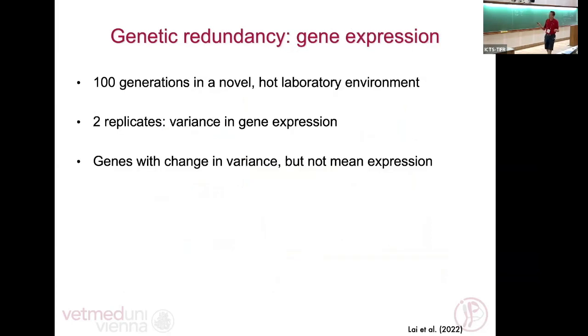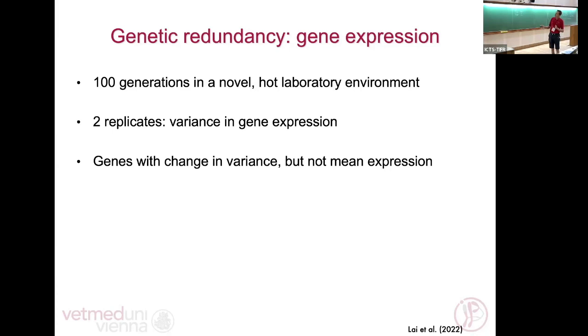So let's start with gene expression. Do we find redundancy on the level of gene expression? Gene expression is the phenotype that's closest to the SNPs. What we did was 100 generations in a novel hot environment. It's the same population that I showed you for Barghi et al.